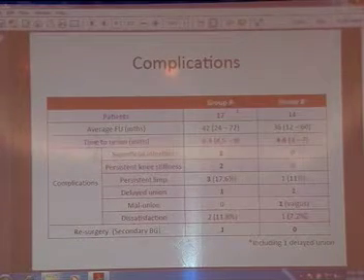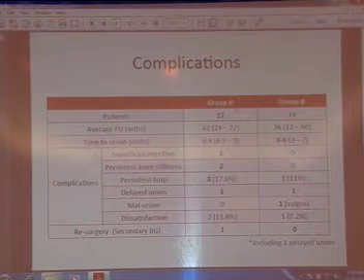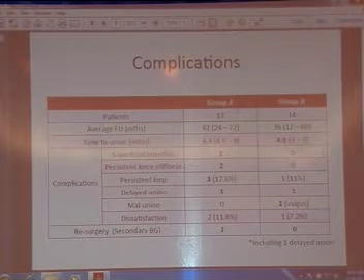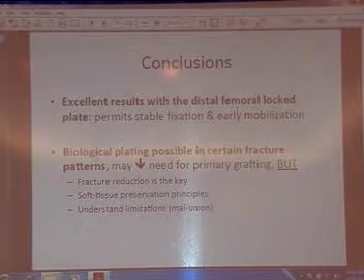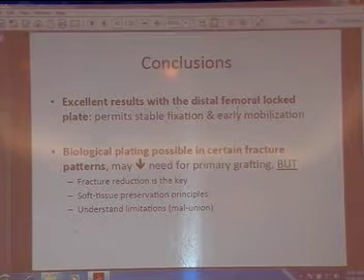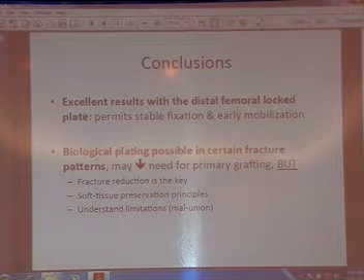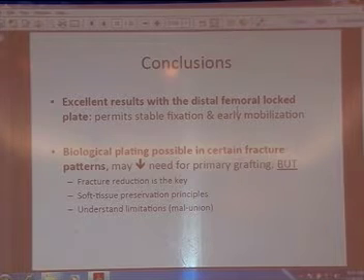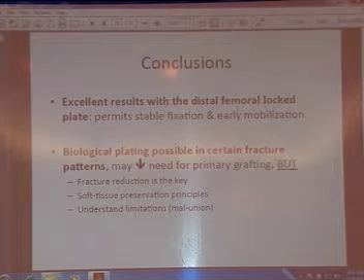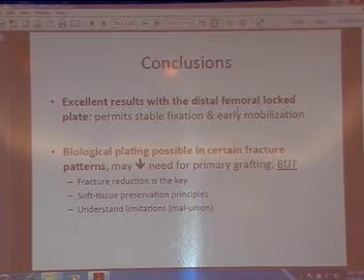Complication: we found the complication rate was high in group A, and in group B the complication rate was less. Now, conclusion: excellent results with the distal femoral locking plate, permitting stable fixation and early mobilization, and biological plating possible in certain fracture patterns, and may decrease the need for primary grafting.